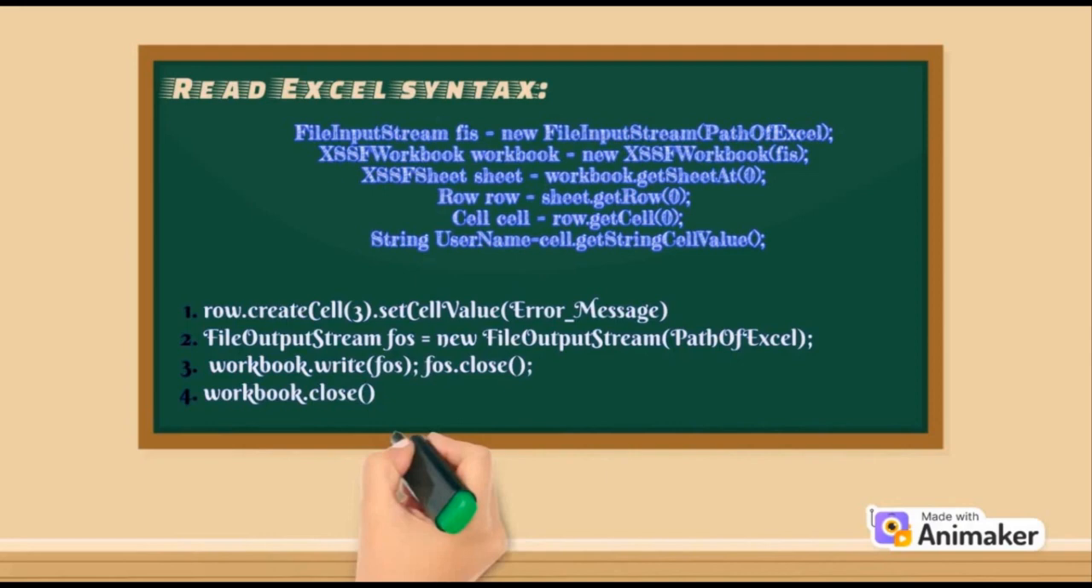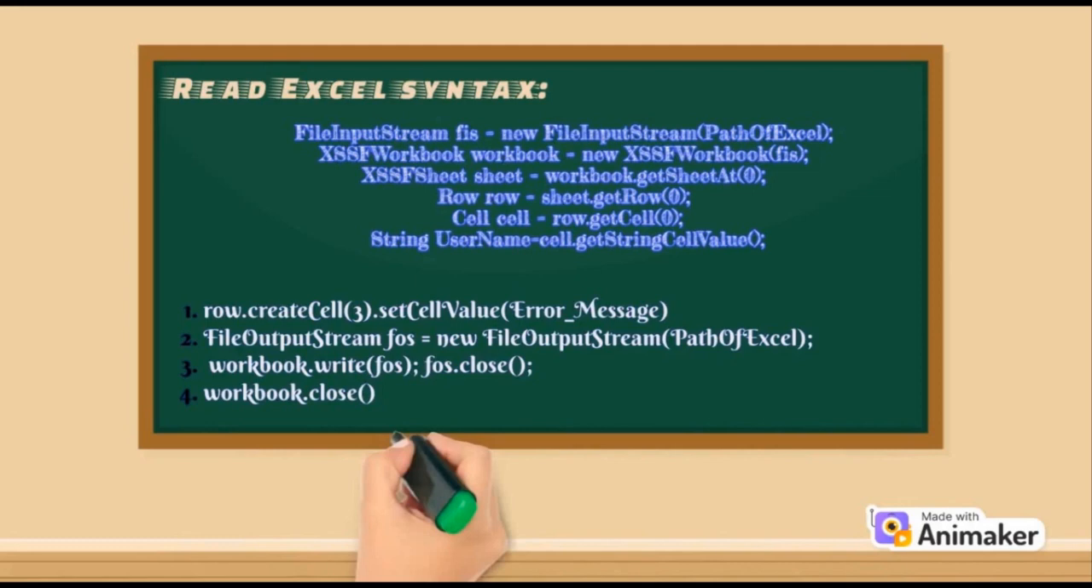Now let's see how we will write back to the Excel. So already this initialization is done, so I'm starting directly with row.createCell(3). Because if you see, sheet.getRow(0), I have already initialized, so now it will be first row, third column. Set the cell value to the error message, which I captured from the screen. I'm trying to input it back to the Excel.